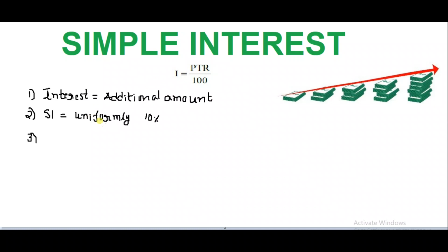Next, P equal to principal. What is principal? Principal means the amount of money borrowed. It is how much amount you borrowed from the bank or your friend. Next, T equal to time. Time means how many years you borrowed the amount.